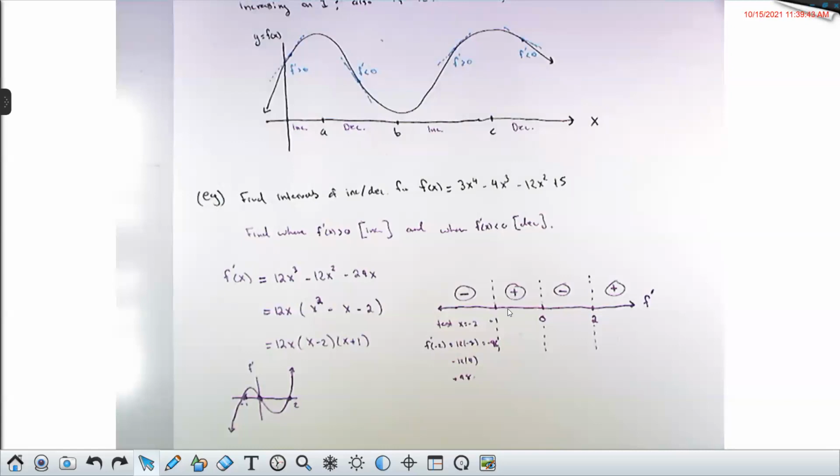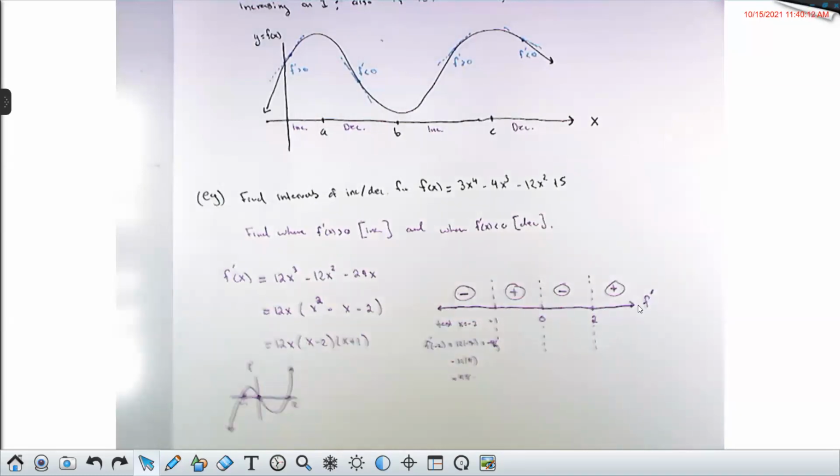So we would take one x value from each of these regions. Like here I tested 2. Between -1 and 0, I could test -1/2. Between 0 and 2, I could test +1. And to the right of 2, I could test any number bigger than 2, like 2.5 or 3 or 10. But you can see how that would be time consuming because you have to do a bunch of these computations.